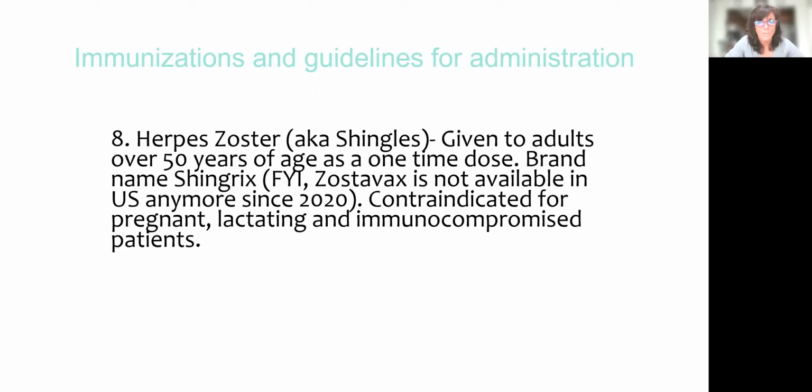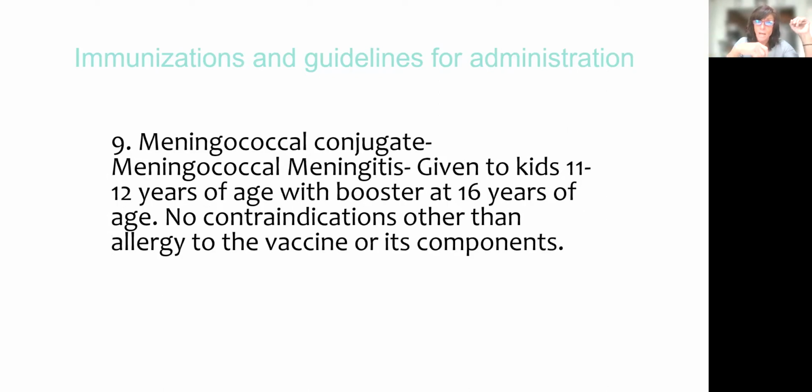Next, herpes zoster, also known as the shingles. So that shot is recommended by the CDC to be received by adults over 50 years of age. It's a one-time dose. The new one is called Shingrix. Now, for years, Zostavax was the shingles vaccine, but we don't get that anymore in the US. So now Shingrix is the one being used. That's just FYI. I don't believe the board's going to ask you about it. And then contraindications for this, again, 5 that are live, would be if they're pregnant, lactating, or they're immunocompromised. They shouldn't get it. It's one of the 5 that are live.